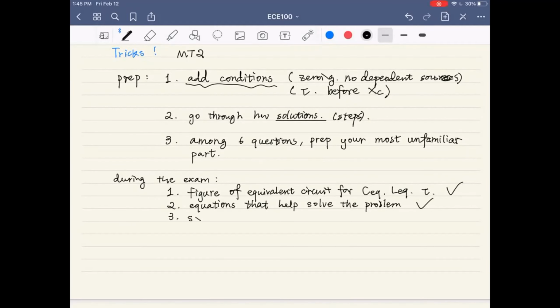And for the circuit with a switch, we need to analyze the status before and after the switch opens or closes, right? Even if you don't get the final result, you at least show your understanding about the continuity of VC and IL, right? They do not change between before and after the switch. Take that action, and you also get points.